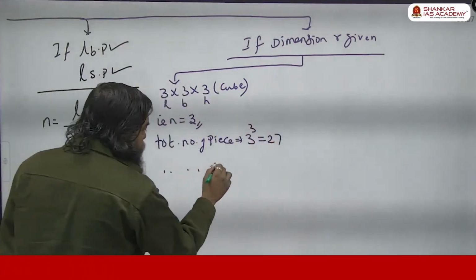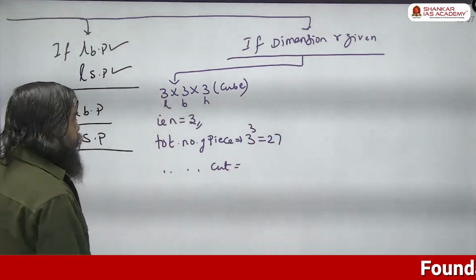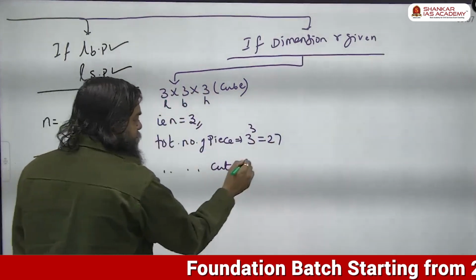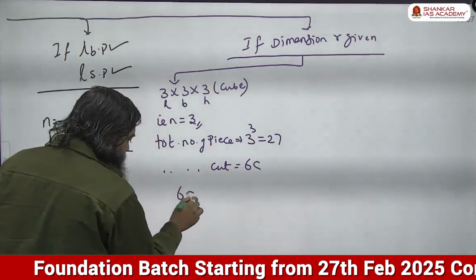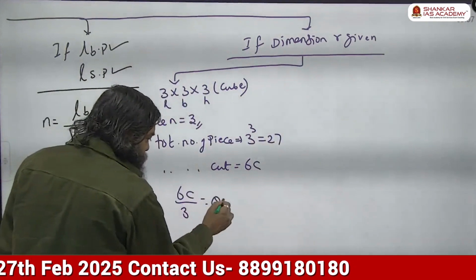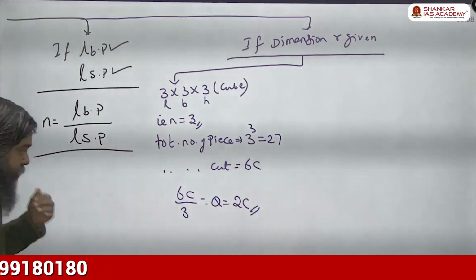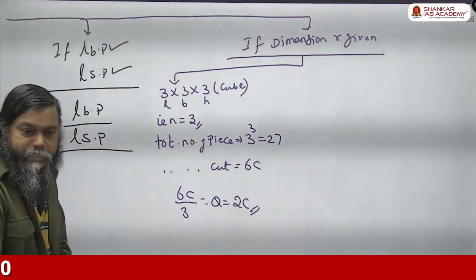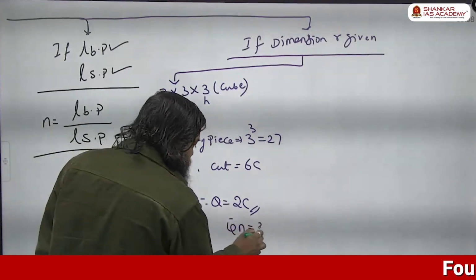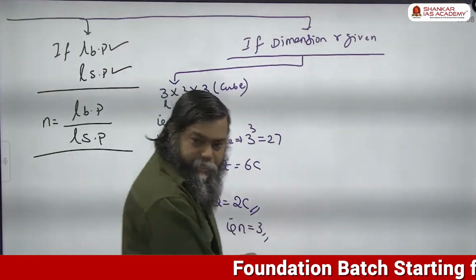What is the total number of cuts? 3 pieces means how many cuts? 2. 3 pieces means how many cuts? Total how many cuts? 6 cuts. 6 divided by 3, since you know length, breadth, height. So what quotient will you get? 2. 2 cuts. What is the meaning of 2 cuts? Minimum each side 2. What is the n value? Are you understood or not? Now listen.